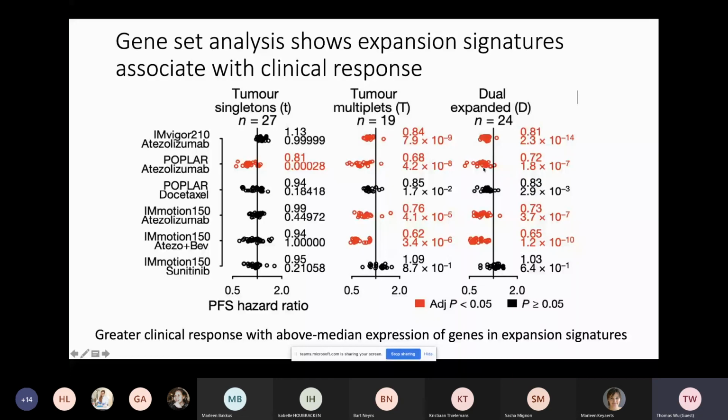And the genes all showed very strong correlation in these atezolizumab arms; each of the genes seemed to correlate with response to cancer immunotherapy. I'm showing the statistically significant ones in red. You can see that in the Poplar study, almost all the genes that represented dual expansion, and also tumor multiplets, correlated with response. And in the iMotion study, again we see that the dual expanded genes in the gene signature correlate with clinical response.